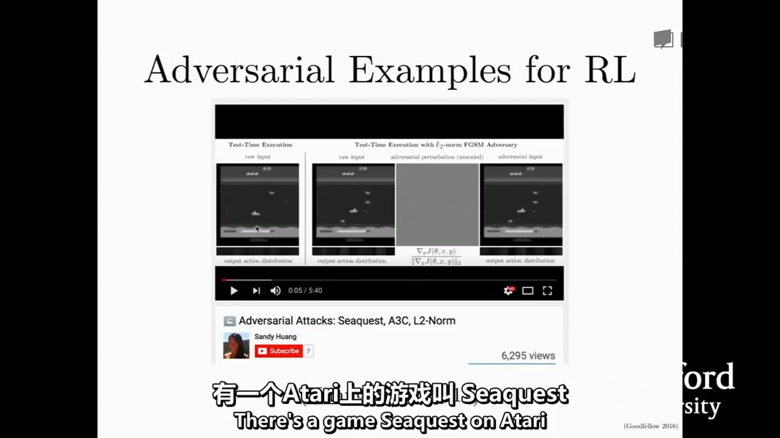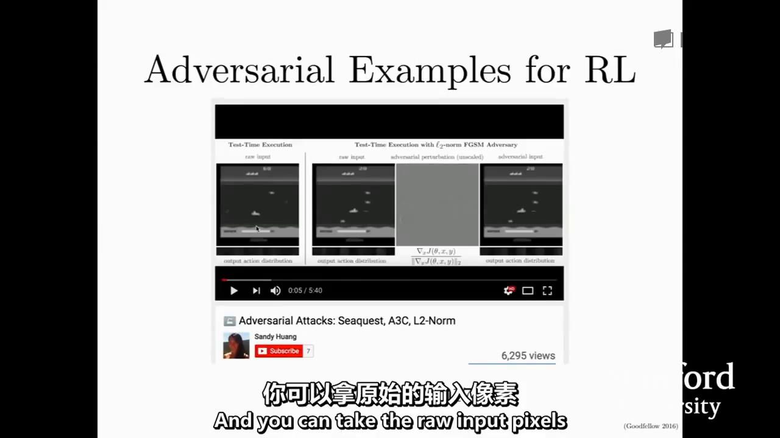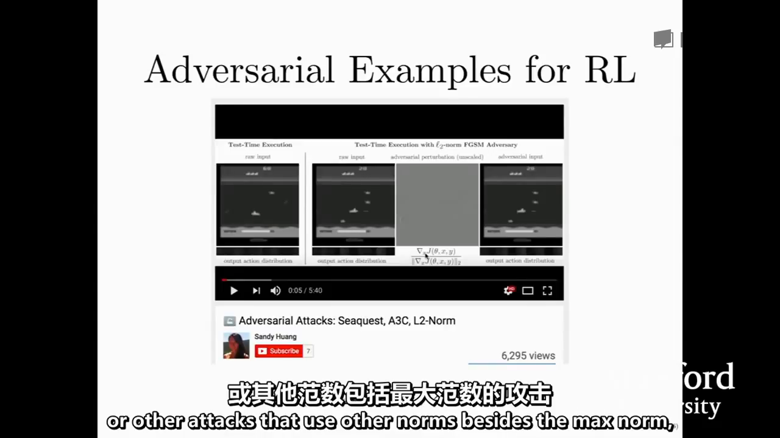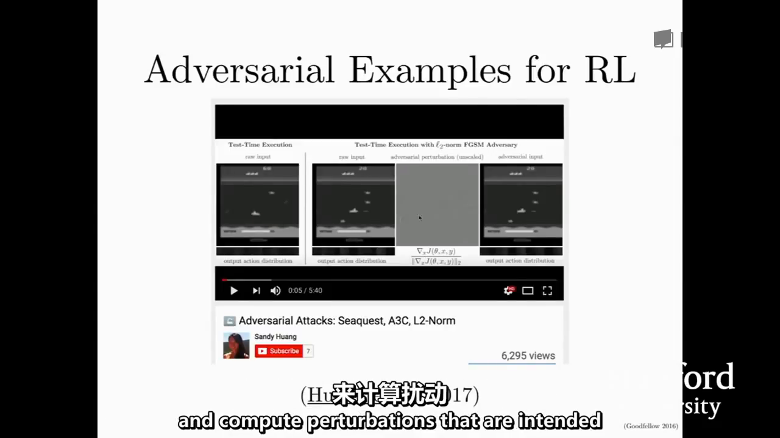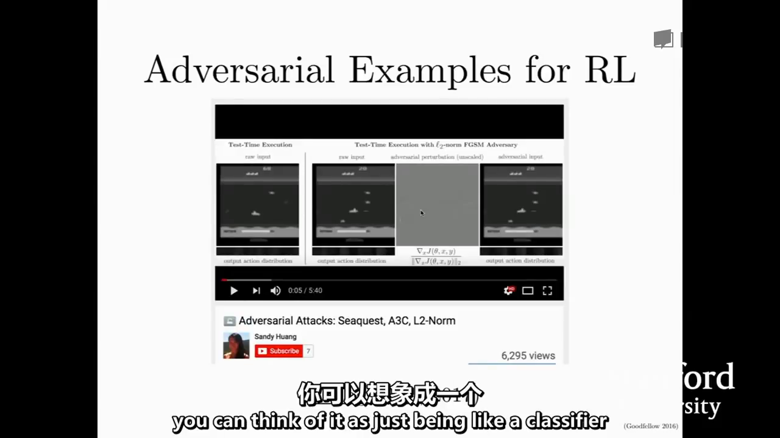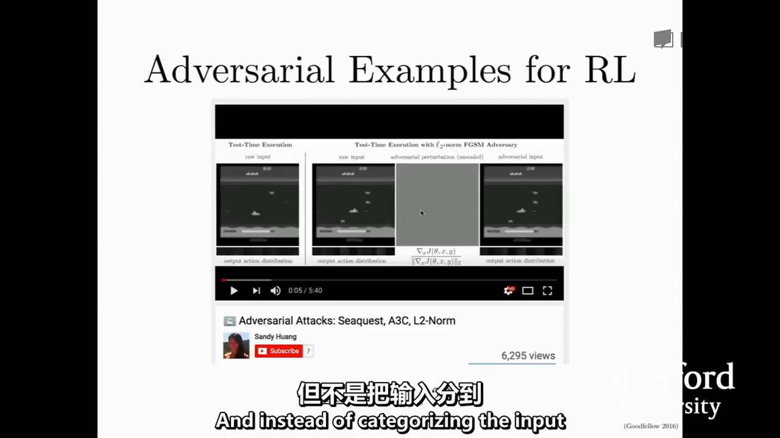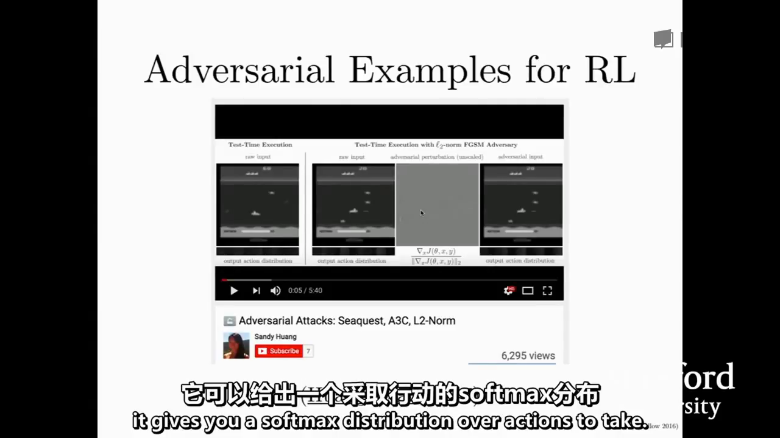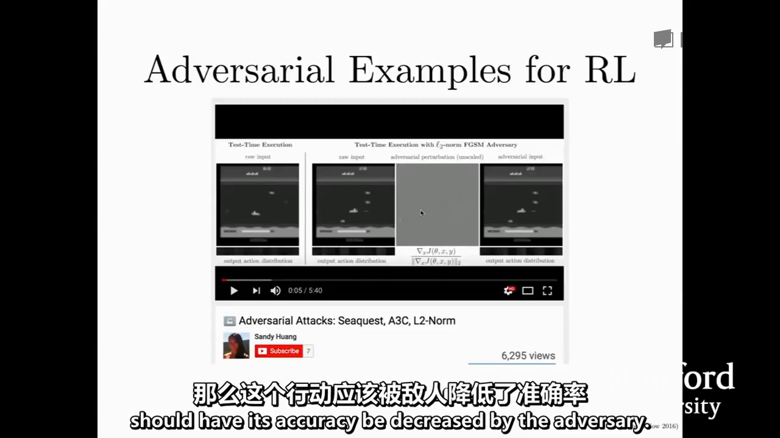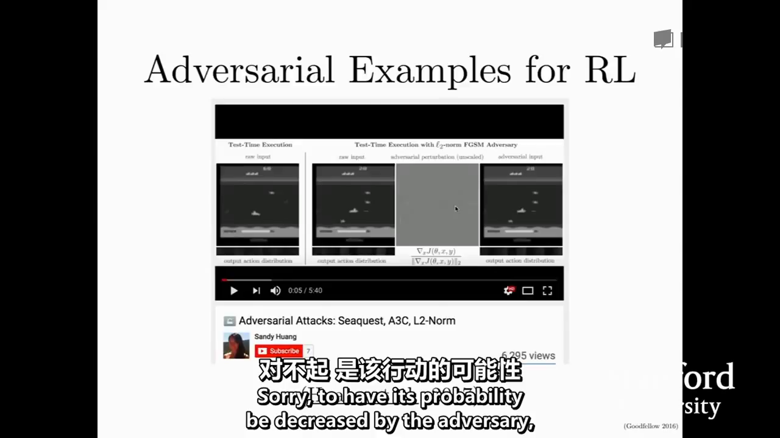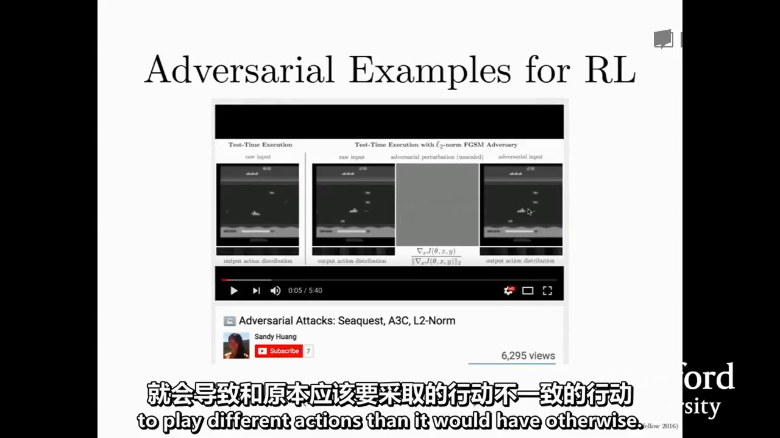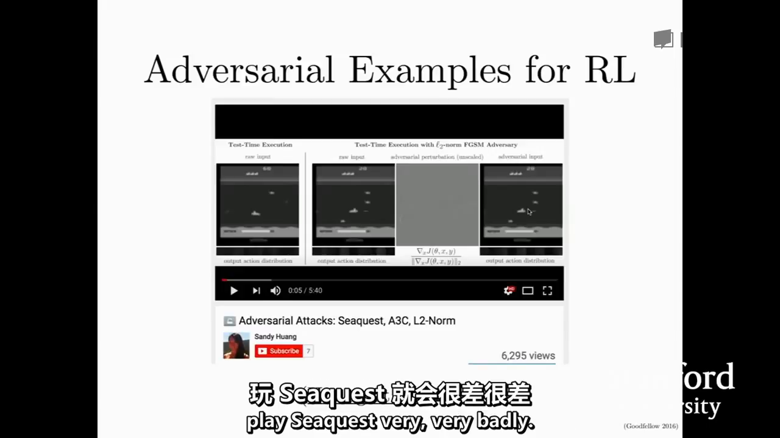There's a game, Seaquest, on Atari where you can train reinforcement learning agents to play that game. And you can take the raw input pixels, and you can take the fast gradient sign method or other attacks that use other norms besides the max norm, and compute perturbations that are intended to change the action that the policy would select. So the reinforcement learning policy, you can think of it as just being like a classifier that looks at a frame, and instead of categorizing the input into a particular category, it gives you a softmax distribution over actions to take. So if we just take that and say that the probability of the most likely action should be decreased by the adversary, you'll get these perturbations of input frames that you can then apply and cause the agent to play different actions than it would have otherwise. And using this, you can make the agent play Seaquest very, very badly.